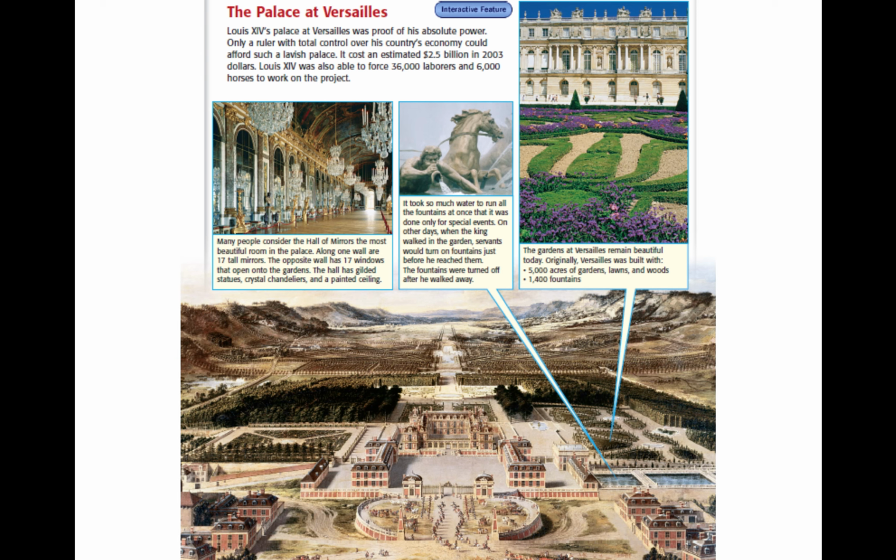The fountains were turned off after he walked away. So they would have people positioned in the garden to turn on the fountains before he came around a corner to see it, and then after he passed, they would turn it off because it took so much water. It was ridiculous. There were so many fountains. Right, and we'll see that.